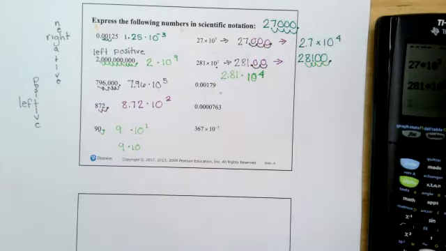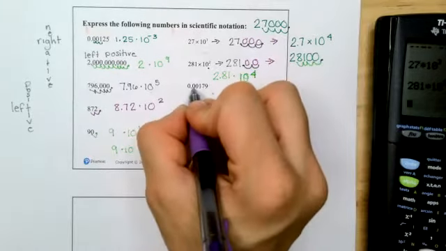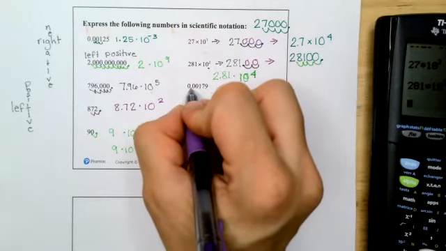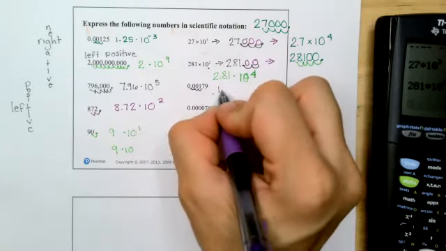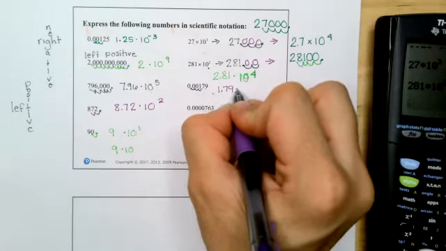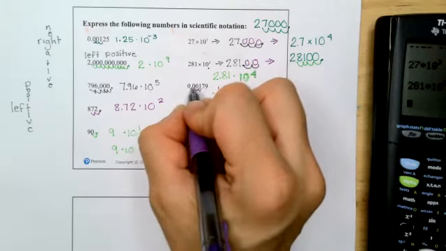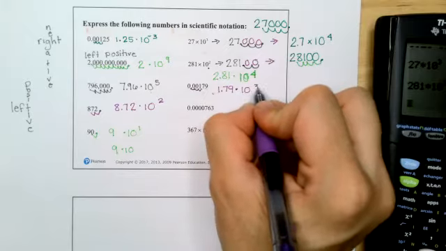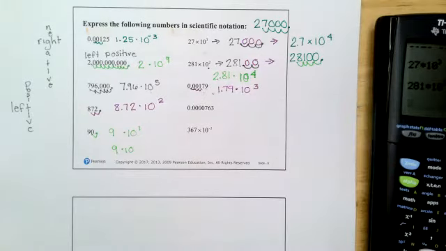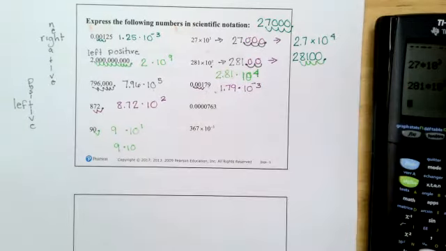Good. All right, this one's just counting again. So we have 0.00179. I'm just going to move it until I get past the first digit, which is a 1. So I'm going to be left with 1.79 times, how many times do I have to move that? 1, 2, 3. 10 to the 3rd, but I moved it to the right, and the right is negative. So it's 10 to the negative 3rd.